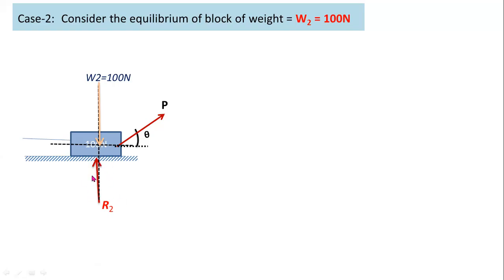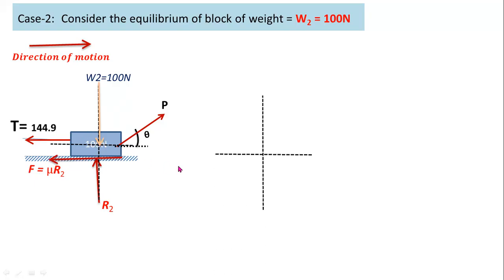Now this is the direction of motion, the direction of frictional force F equal to mu R2, and tension T. These two are the forces, tension and frictional force. Now resolve all the forces normal to the plane and parallel to the plane.